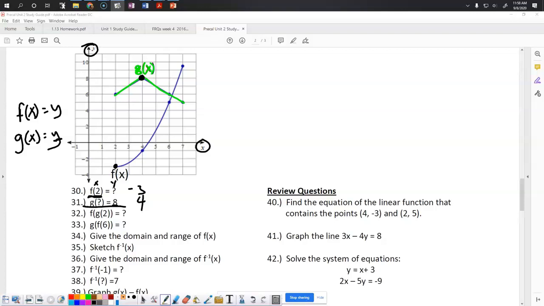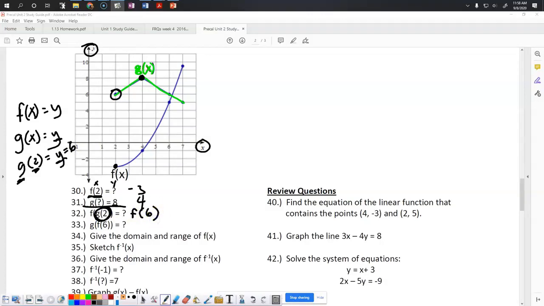Number 32, same thing, just a composite function. So the first thing we're going to do is we're going to figure out what is g of -2. So how would I find that? Well, if I'm looking for g of -2, that tells me that x is 2, and I want to know what's the y. So on the g function, what is the y value when x equals 2? That would be a y value of 6. So g of 2 equals 6, so I can replace that with 6.